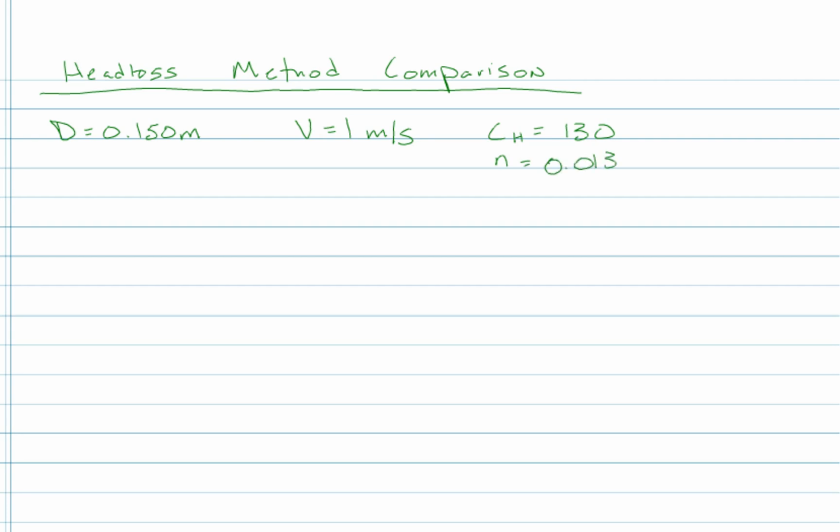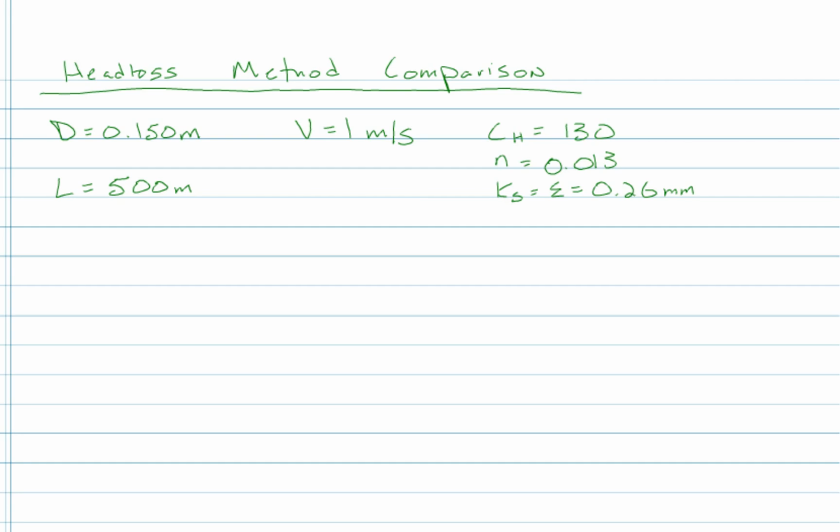0.013. And for Darcy-Weisbach, we can know the equivalent sand roughness, k sub s, or epsilon. That is 0.26 millimeters. And we get that information from table 3.1. So what we're going to do is, for a length of pipe of 500 meters, try and find how much head loss there is according to each of the three different methods.